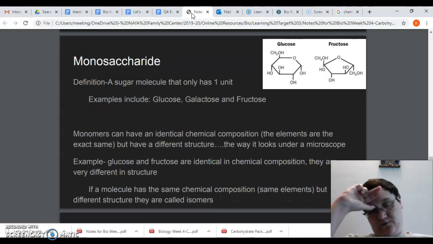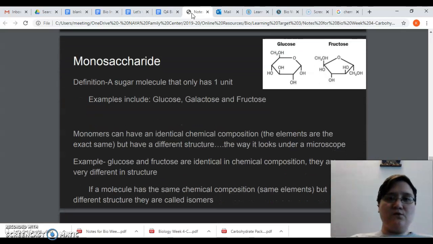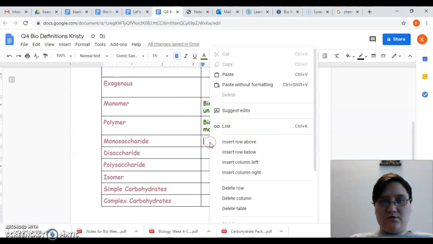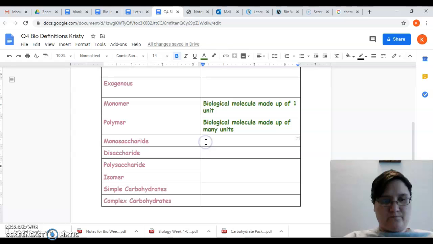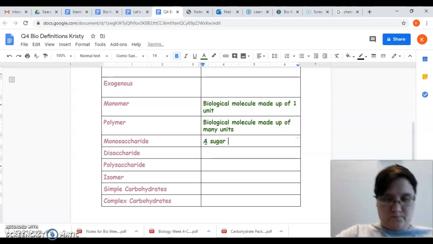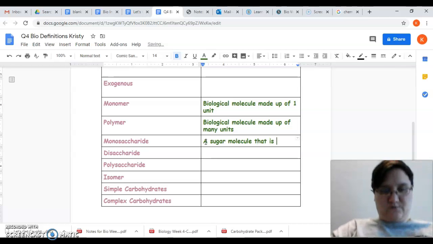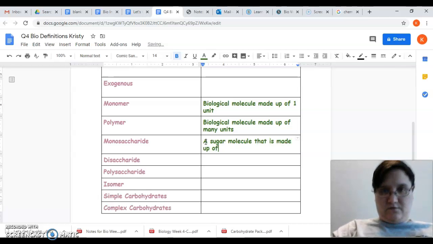Monosaccharide. The definition of a monosaccharide is a sugar molecule that only has one unit. This is the monomer of carbohydrates. It's a monosaccharide, the monomer of carbohydrates. So it's a sugar molecule that is made up of one unit, which means it's a monomer.